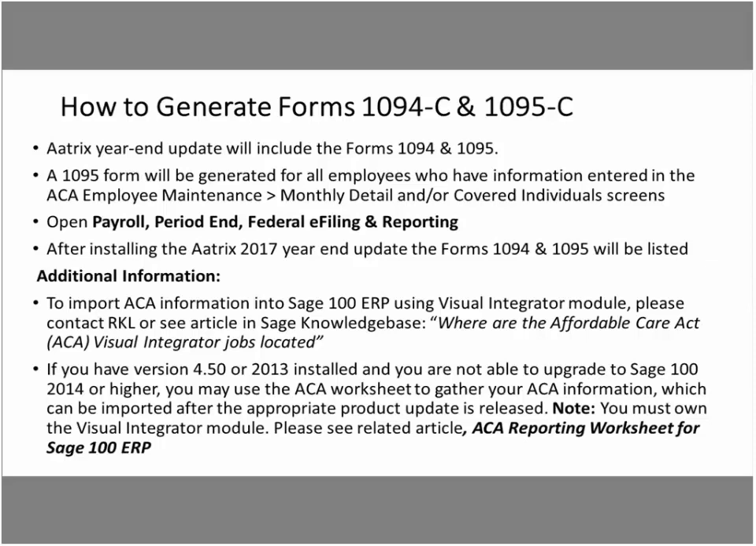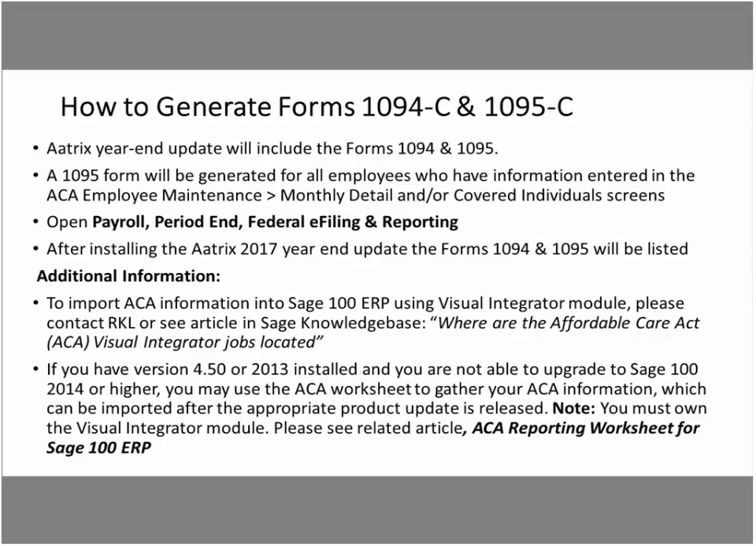If you want to import ACA information, the Visual Integrator module will allow you to do so. You can reach out to RKL, or you can actually use the Sage Knowledge Base article, Where Are the Affordable Care Act Visual Integrator Jobs Located? If you download that knowledge base article, it tells you what files you need and approximately how to get this done. You're also more than welcome to have one of us jump in and help you square this away if you would like that information imported.